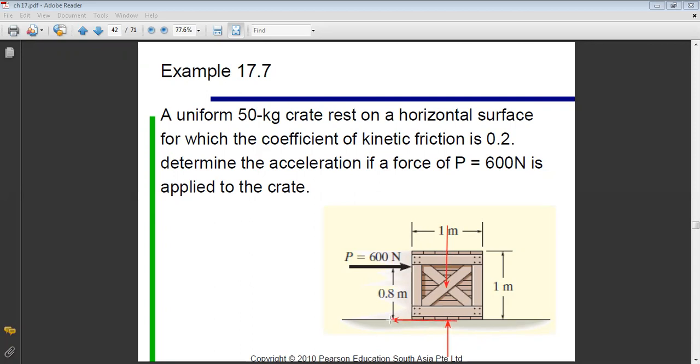Because the ground is fixed, it will oppose motion by a friction to the left. Okay, so these are my forces. I know the value of P, and the friction is mu N.